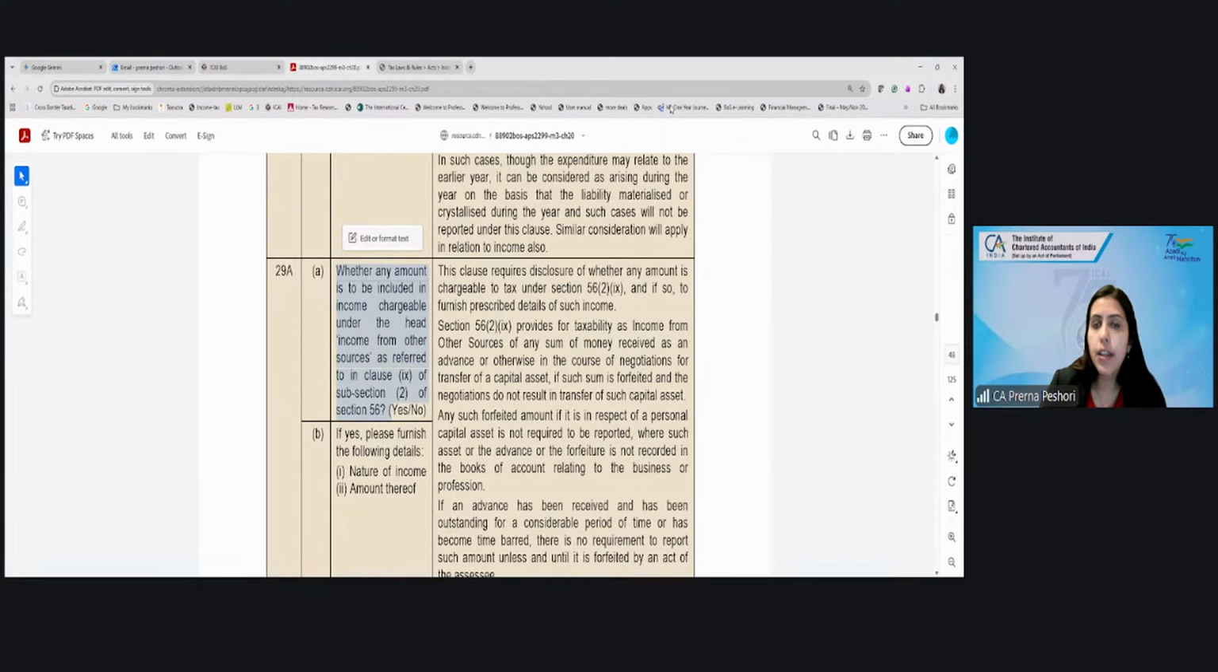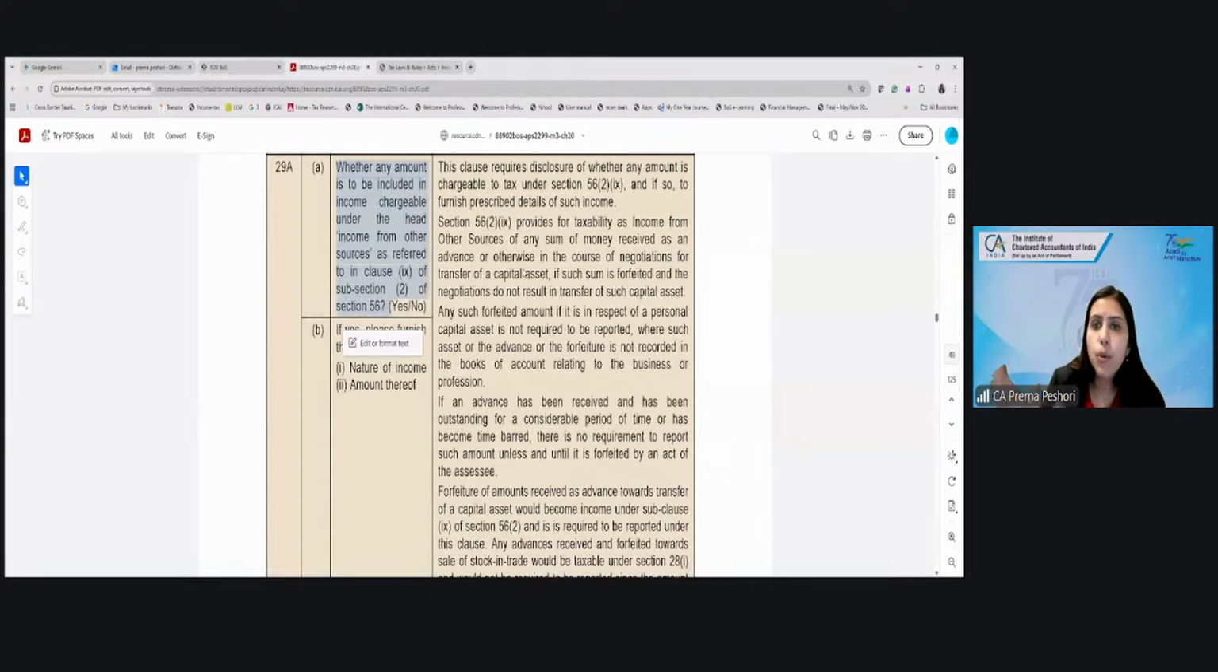What is 56(2)(9)? Amount forfeited, yes, against the advance received. Advance money forfeited. So 56(2)(9) provides that any advance received in respect of transfer of a capital asset which has been forfeited is going to be considered as income from other sources under 56(2)(9). So here you have to report the nature of the income and the amount which is there, right?